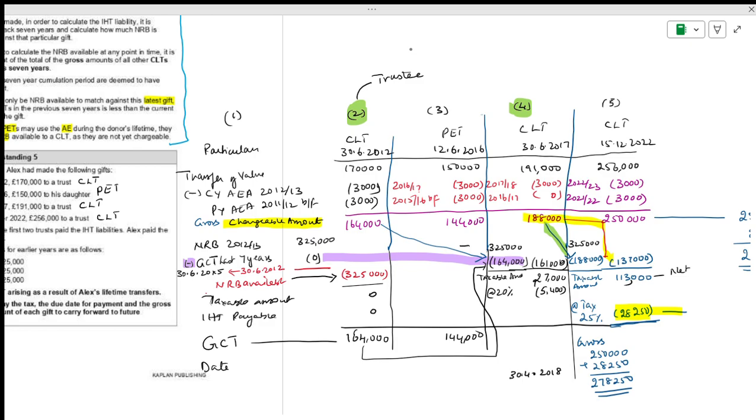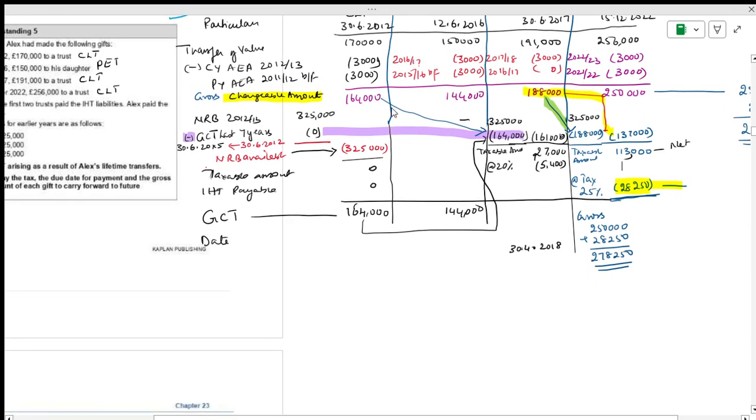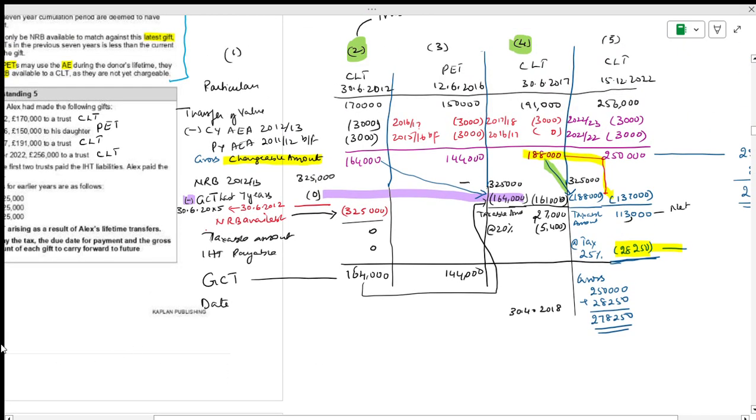Is it still not clear? Okay, we'll follow the process. See, very simple, my dear. I will take one more time. This is the donor and this is the donee. You are transferring how much? 256. All the exemptions are there. How much are you getting? 113. Okay, you are getting 113.